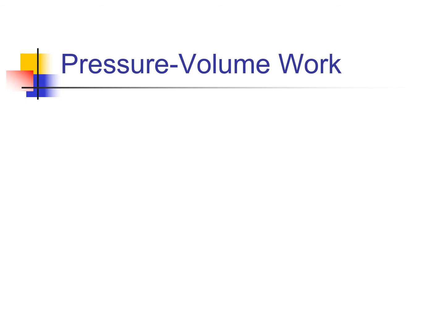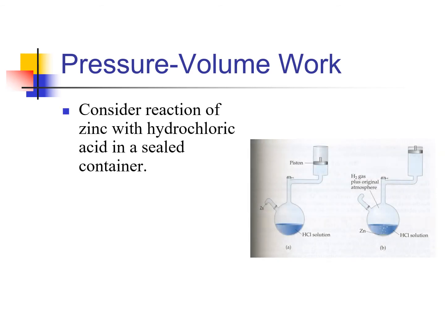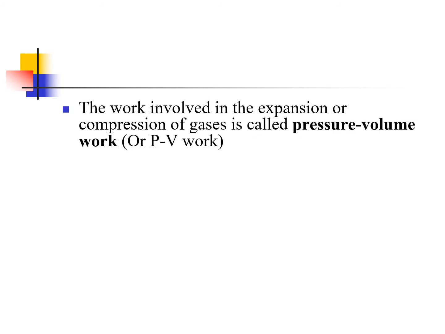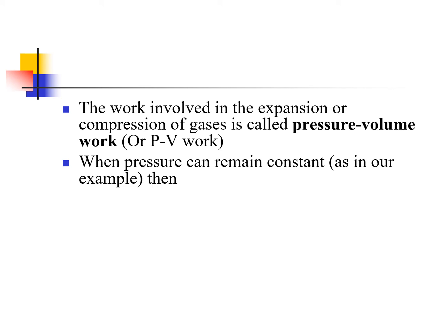Now, pressure volume work. We're going to consider this reaction here. We have a hydrochloric acid solution, we have zinc, we have a piston, and then we dump the zinc in, and it fizzes, raising this piston up. So the system is doing work. We call that PV work, or pressure volume work. When pressure can remain constant, as in this example, and to be honest, in most examples here in chemistry, then we can say work is equal to negative P delta V.